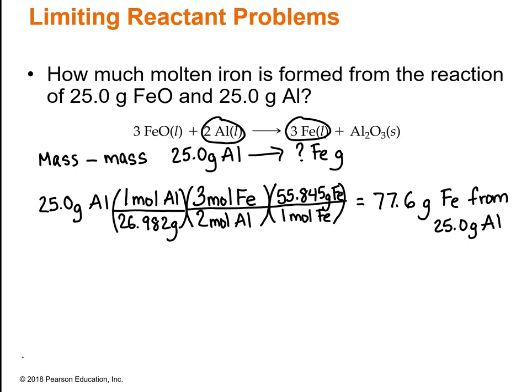I'll go ahead and label this again. We didn't do that because we're just dealing with aluminum and iron. The equation, and in the given information, is just aluminum. So we're going from liquid aluminum to liquid iron. So you don't have to add them.